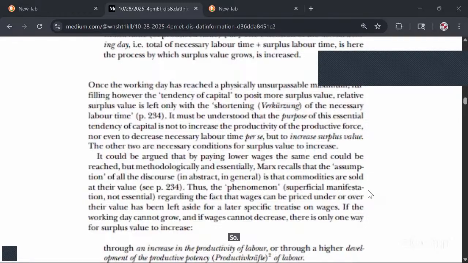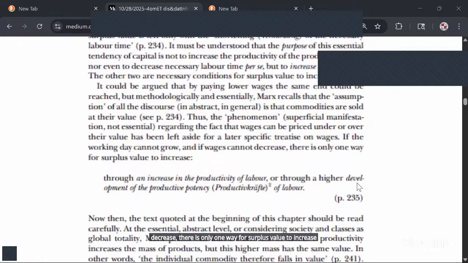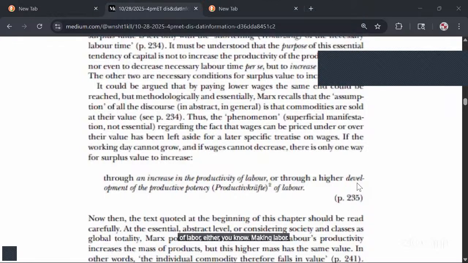So if the working day cannot grow and if wages cannot decrease, there is only one way for surplus value to increase, quote, through an increase of the productivity of labor or through a higher development of the productive potency of labor. Either, making labor work harder. This is that difference described in Book 1 in a more simple way between absolute surplus value and relative surplus value.